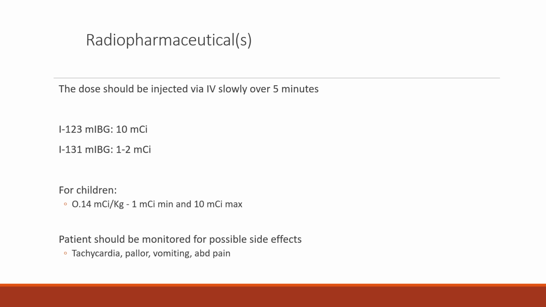And the radiopharmaceutical is the MIBG. If it's I-123, use 10 millicuries. If it's I-131, you use 1 or 2. For children, it's a weight-based dose, 1.4 millicuries per kilogram or 140 microcuries per kilogram. And then the patient should be monitored for any side effects. This is an adrenaline analog after all. And then I-123 is strongly preferred for pediatric patients over I-131.